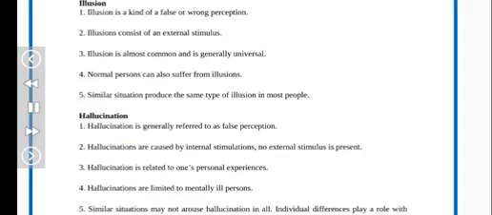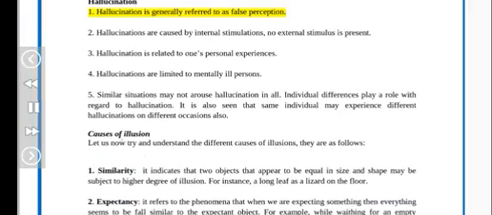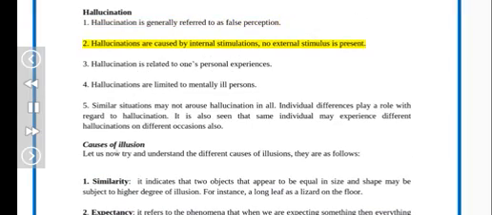Hallucination. 1. Hallucination is generally referred to as false perception. 2. Hallucinations are caused by internal stimulations, no external stimulus is present. 3. Hallucination is related to one's personal experiences. 4. Hallucinations are limited to mentally ill persons. 5. Similar situations may not arouse hallucination in all. Individual differences play a role with regard to hallucination. It is also seen that the same individual may experience different hallucinations on different occasions.